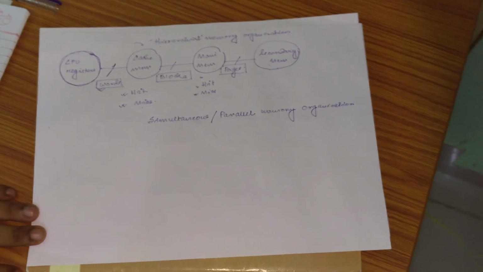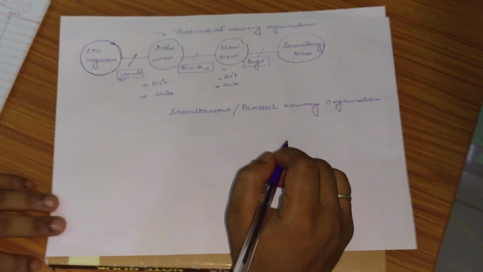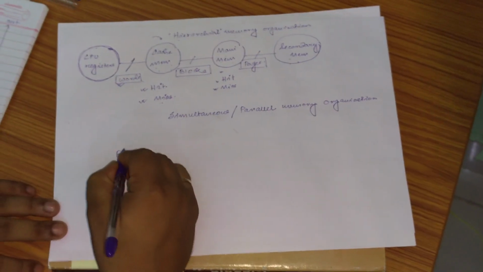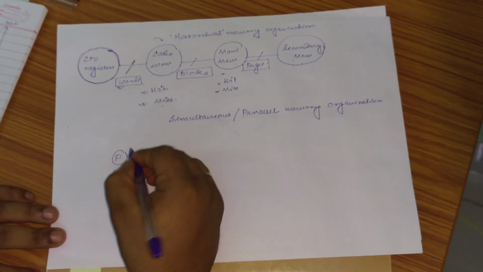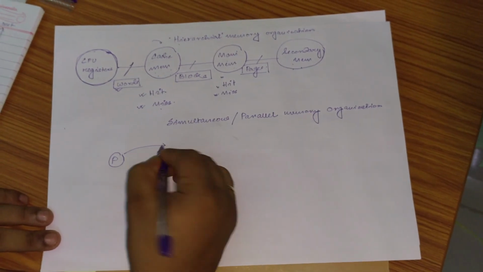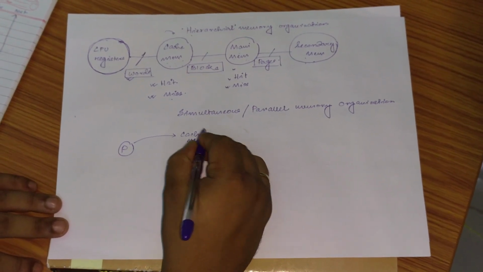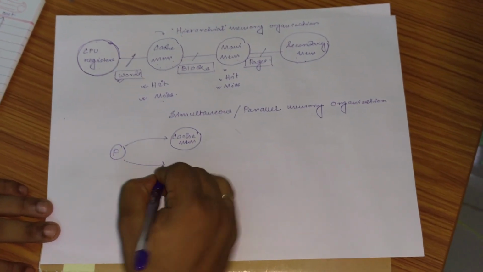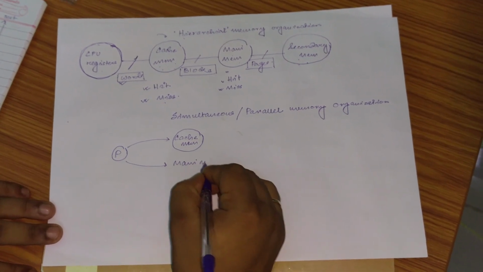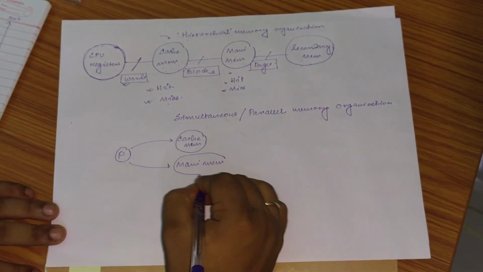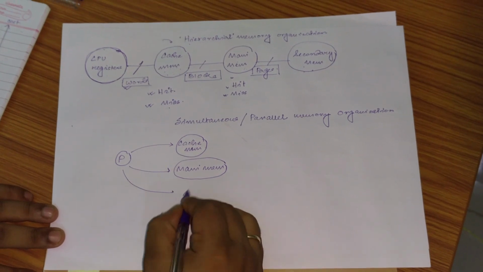In simultaneous or parallel memory organization, we have the processor here, and every other memory is directly connected. For example, here we have the cache memory, here we have the main memory, and here we have the secondary memory.